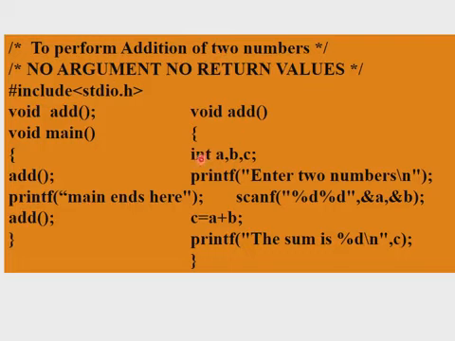We have defined three integers, integer a, b and c, and first of all we have accepted the values, like enter two numbers, and we have scanned them with %d, that is address of a and address of b. So a and b's values are accepted from the user. Then we have added these two numbers into c and the sum is printed. So here we have accepted the numbers, added them into c and printed the sum. The whole thing we have done in this add function.